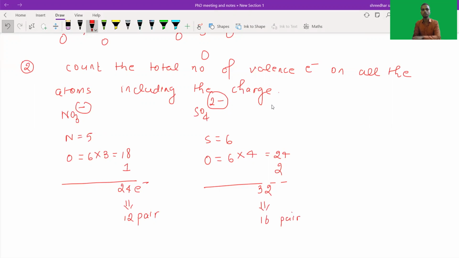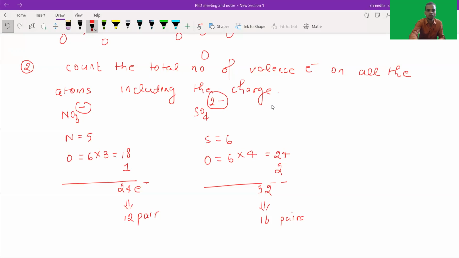So now you have to calculate the total number of valence electrons including the charge. If there is a positive charge, then we reduce that many electrons. If there is a negative charge, then we add that many electrons, right? And then convert those electrons into pairs. So NO3 minus has 12 pairs of valence electrons. SO4 2 minus has 16 pairs of valence electrons, right? Okay, so this is the second step.